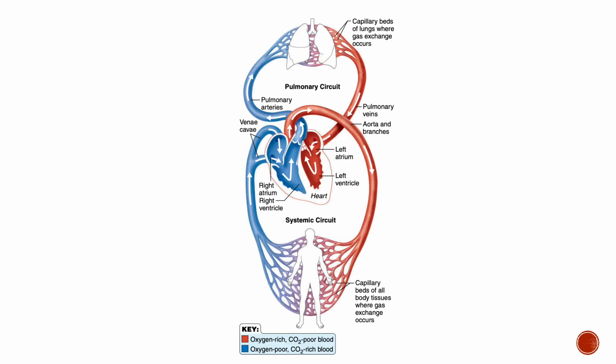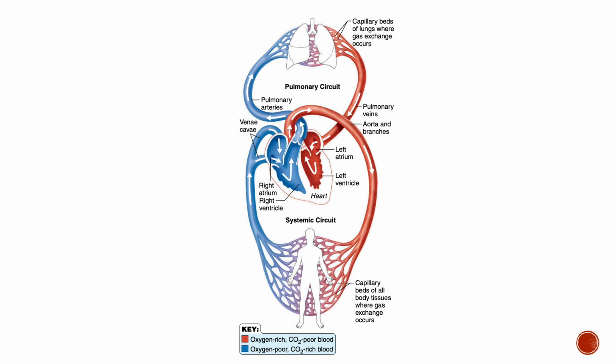This slide shows the summary of both the pulmonary and systemic circuits. The heart receives oxygen-poor blood from the veins of the body through the large superior vena cava and inferior vena cava, and pumps it out through the pulmonary trunk. The pulmonary trunk splits into the right and left pulmonary arteries, which carry blood to the lungs, where oxygen is picked up and carbon dioxide is unloaded.